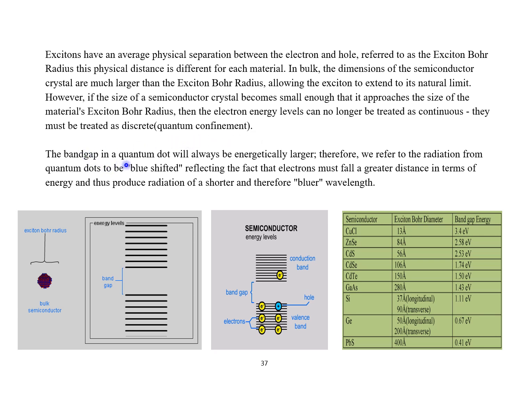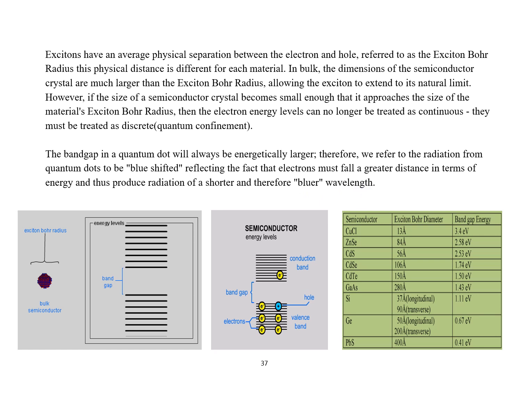The band gap in a quantum dot will always be energetically larger. Therefore, we refer to the radiation from the quantum dot as blue shifted, reflecting the fact that electrons must fall a greater distance in terms of energy and thus produce radiation of a shorter, and therefore lower, wavelength.